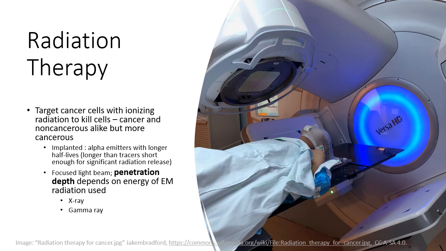Focused light beams that have ionizing radiation are also used to deliver radiation therapy. That is the method used in this picture. So there's an important concept here. The penetration depth, which is how far the radiation can travel in your tissues, depends on the type of electromagnetic radiation that we use. So common sources are X-rays and gamma rays. Light does not discriminate which cells it kills either, cancers versus non-cancers.